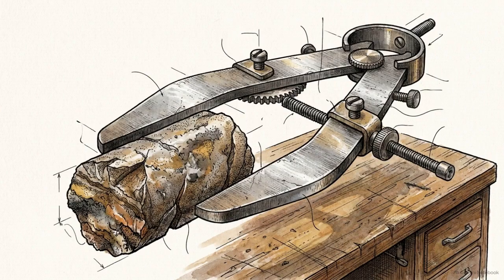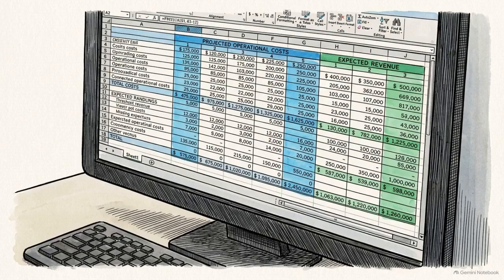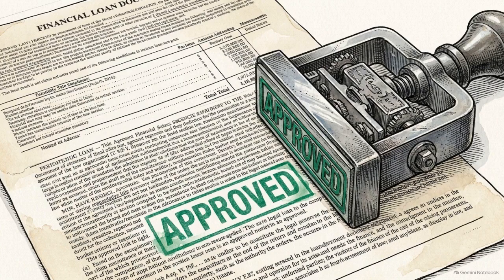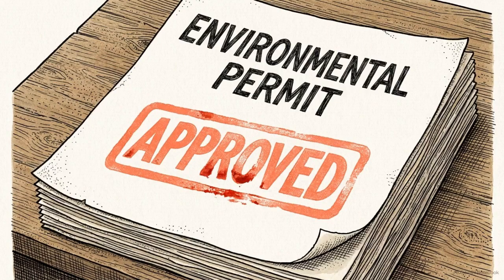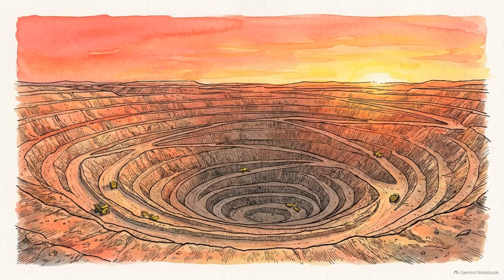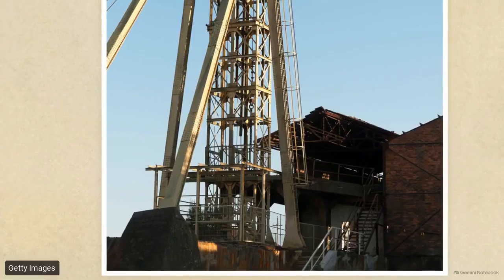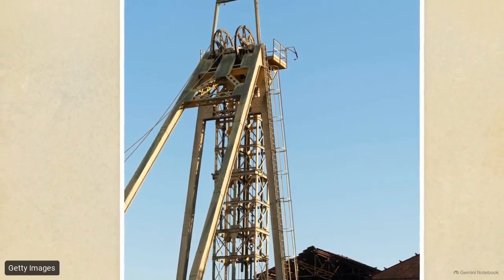There is rarely a perfect choice. The final extraction method is a calculated compromise between maximizing investor returns and respecting local environmental constraints. Once the financial modeling is done and the permits are signed, the physical trajectory of the mine is set. The company is officially committed to either expanding a massive surface crater or constructing towering steel headframes to drop workers thousands of feet into the dark.